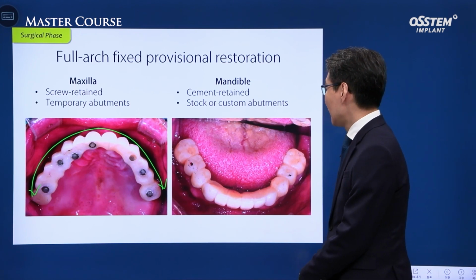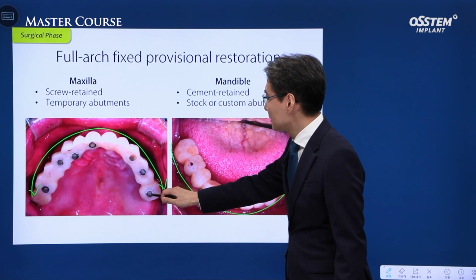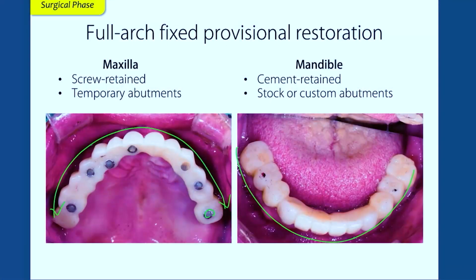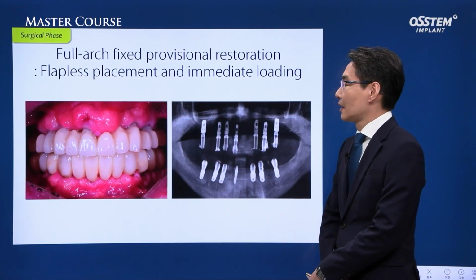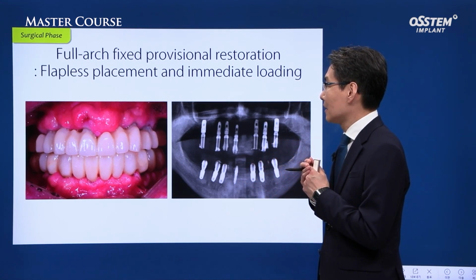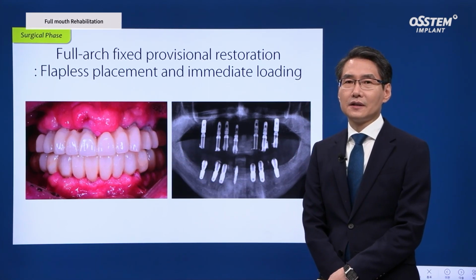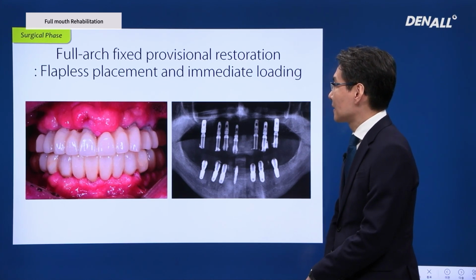So all 12 units have been connected in cross-arch design, and it has been done in the same way for the lower as well. Temporary abutment was used, screw retained prosthesis was utilized. As for the lower, implants were placed fairly in parallel, so transfer abutment was used and cement retained prosthesis was delivered. The patient suffered, so the surgery was done over the course of 2 days, but within several days, the patient was able to go from fully edentulous to being able to use a fully fixed provisional restoration.